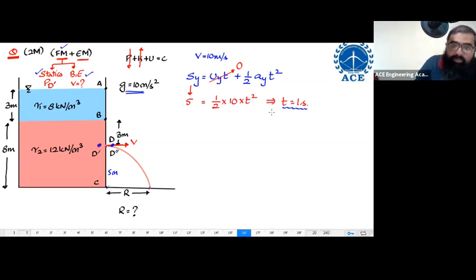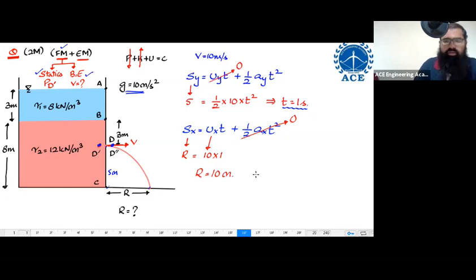Next, taking the same time, I will talk about displacement in x. It is equal to ux t plus half of ax into t square. Remember, whenever you have projectile motion, the acceleration in x is equal to 0. So this value over here is R. Ux is basically this velocity v, equal to 10, multiplied by time equal to 1. Therefore, the value of R is equal to 10 meters.